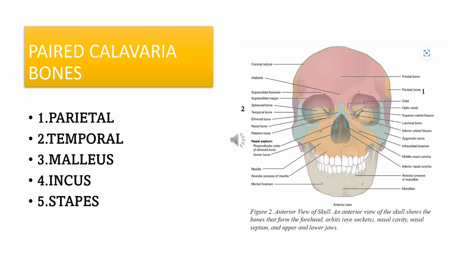So now we will talk about paired calvaria bones. First is the parietal bone. So now it comes to paired calvaria bones. We can see the position of these bones in this diagram. The parietal bone is marked as 1, and the temporal bone is marked as 2, and the malleus, incus, and stapes bones are ear bones, as I said before. I will show them in my next video.